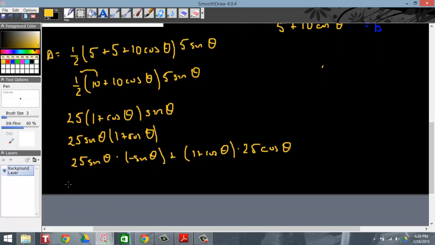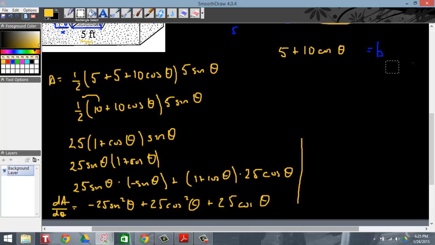So let's go ahead and clean this up here. Whoa, I'm running out of space here. So this is dA over d theta. Once I clean it all up, I'm going to get negative 25 sine squared theta plus 25 cosine squared theta plus 25 cosine theta.